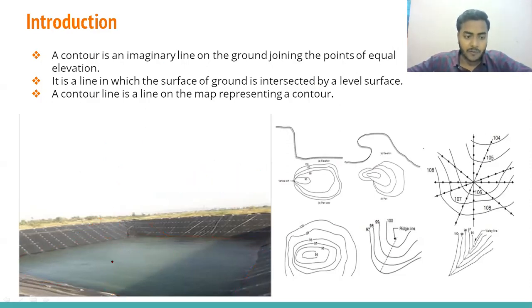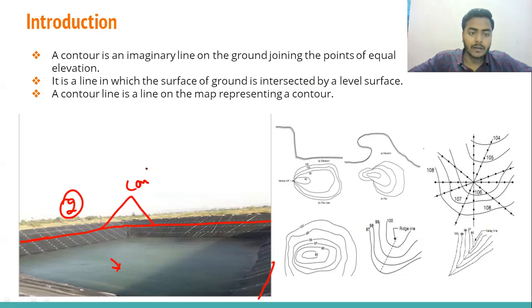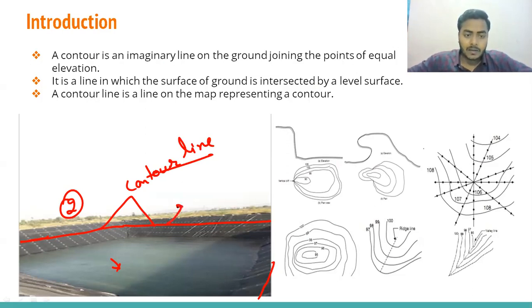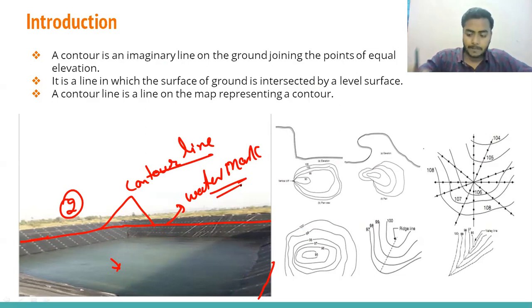Now suppose we are adding some water, so the water level will increase on this pond. Suppose the water level came to here. Now it will represent the next water mark, like this. So this line we can call a different contour line, with a different elevation, right? This water mark will represent a true contour line. Are you getting my point? Okay.